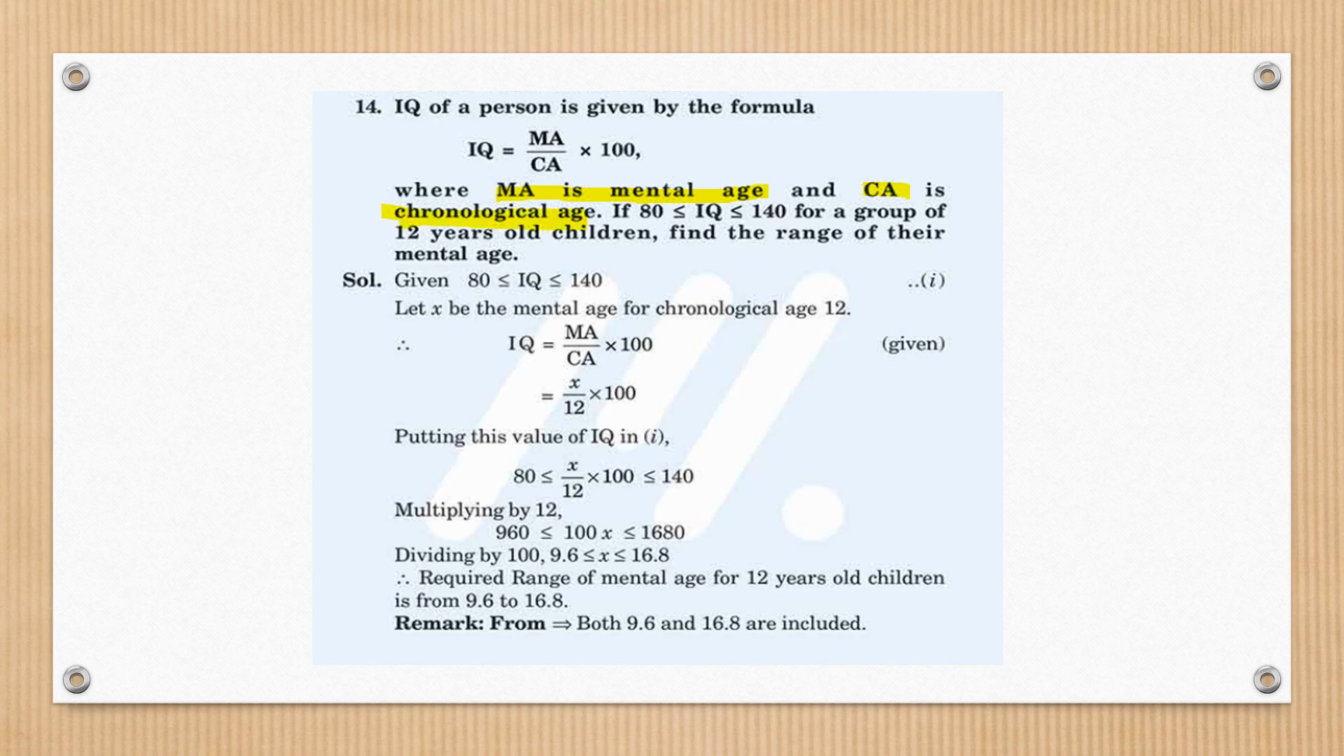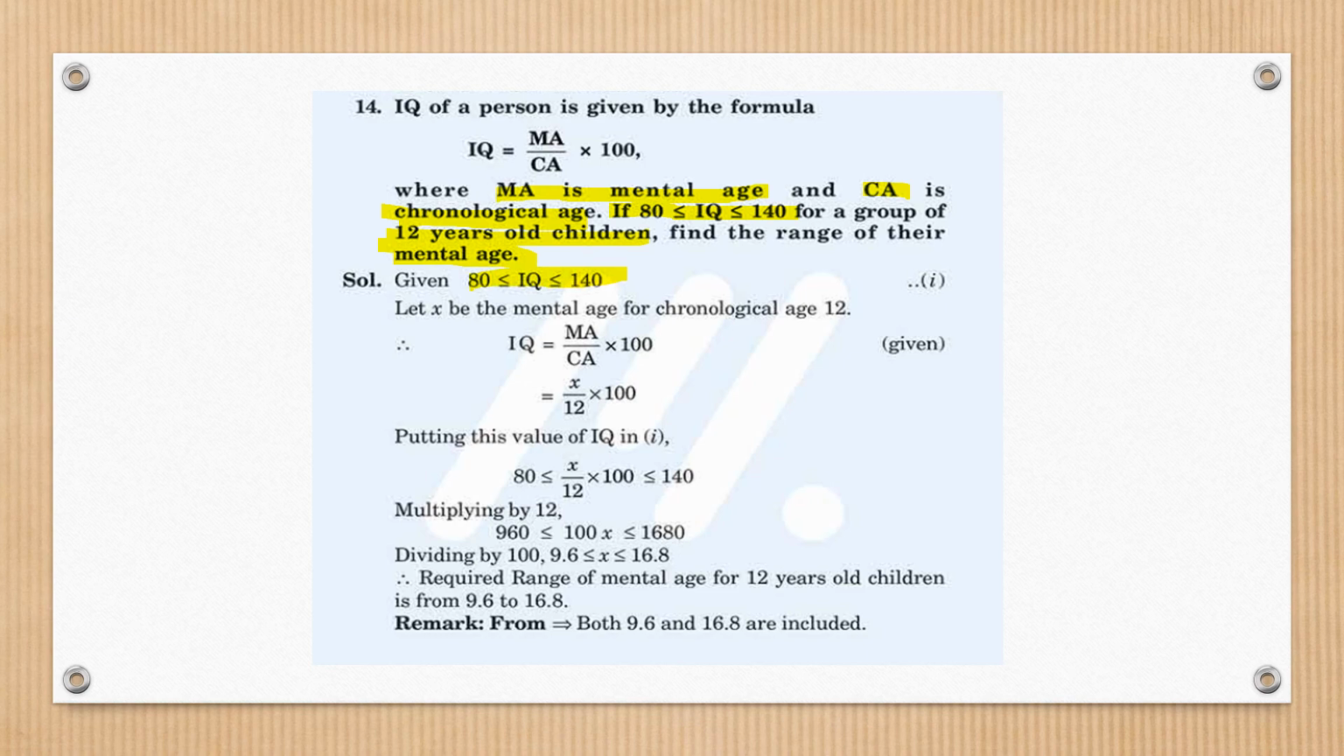So if your IQ is lying between 80 and 140 for a group of 12-year-old children, this 12 years means chronological age, find the range of their mental age. Chronological age is 12 years, so you have to find the range of your mental age. Now my IQ is lying between 80 and 140.